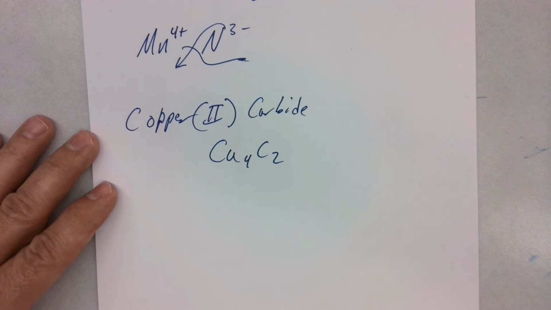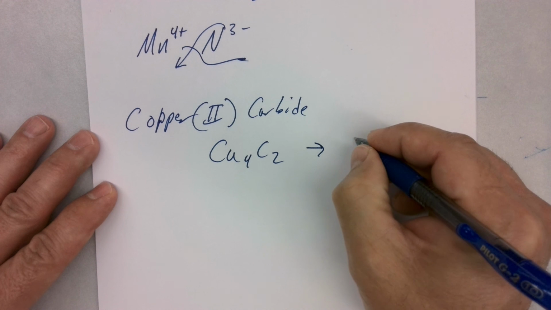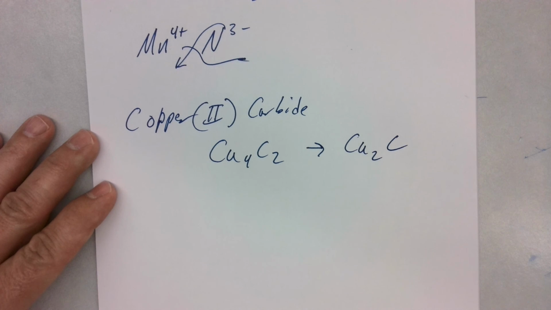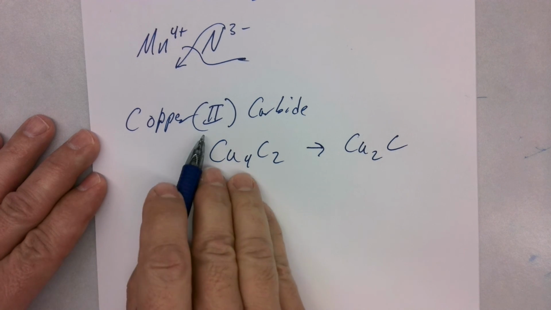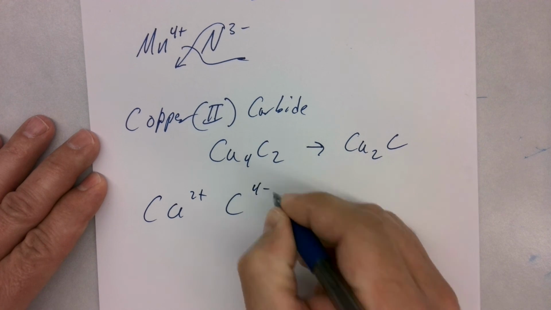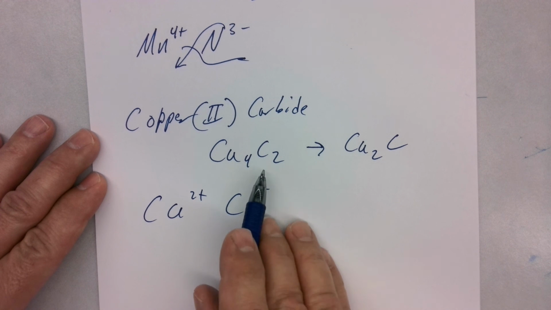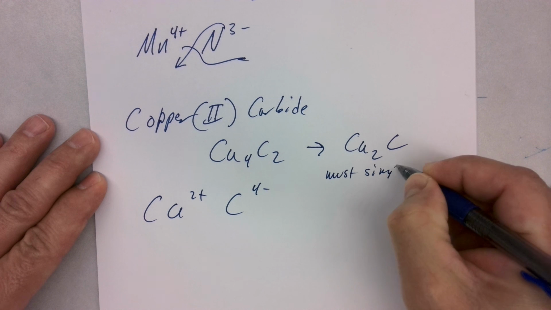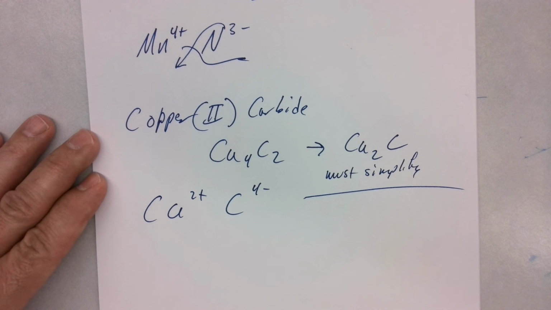Stratford, you wanted to say something? No, you have to simplify. Yep, so it would be Cu2C. Copper 2 gave me Cu2 positive. Carbide is C4 negative. He did exactly what I wanted you to do, but remember, you must simplify. That makes sense, Criddle? You were on the right track. Good job. Because the copper was positive, the carbon had to be negative.